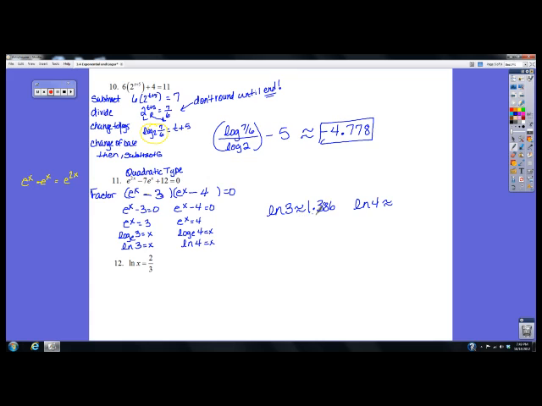1.386 is natural log of 3 and natural log of 4 is 1.099. So there are my two answers for number 11.